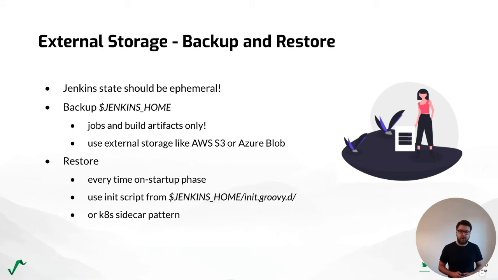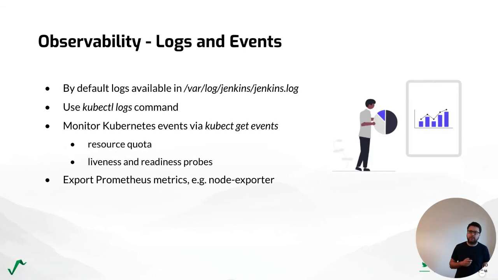In terms of restore, we highly recommend to run restore on the startup process, which is one of the very first activities before Jenkins is fully operational. It can be done either using init scripts written in Groovy or using Kubernetes sidecar pattern. I think sidecar pattern is better option because you can separate the lifecycle of Jenkins itself with the backup restore flow. So you have these two processes running in parallel.